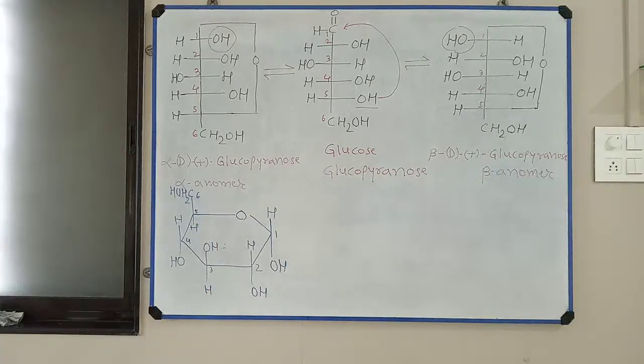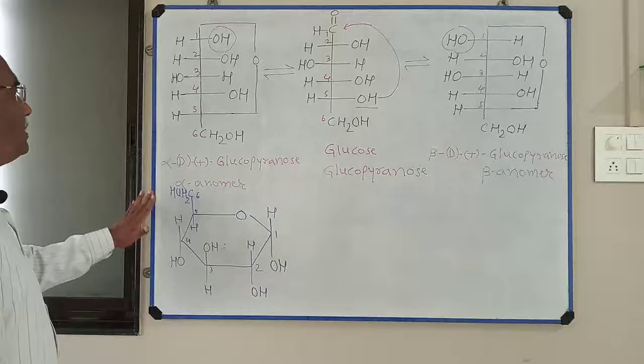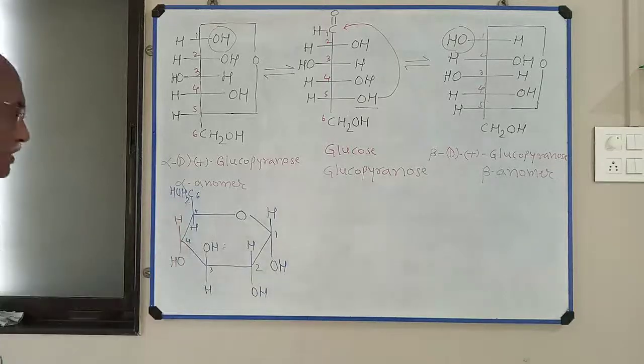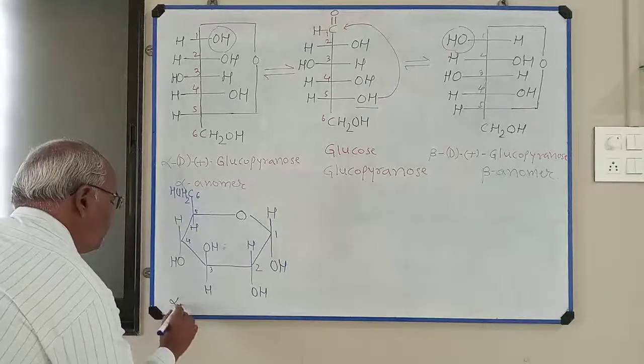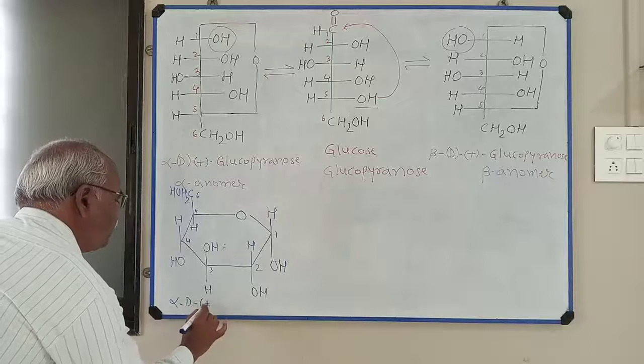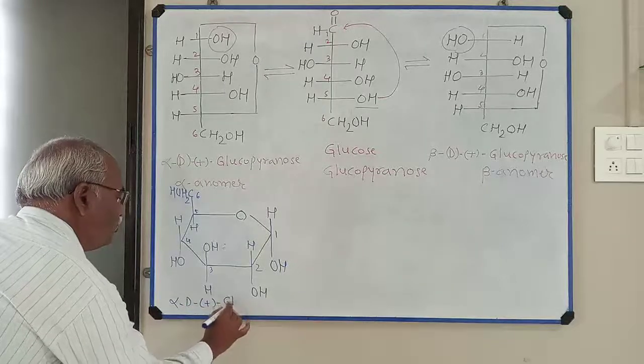This is called Haworth's projection formula. This is for alpha D plus glucopyranose.